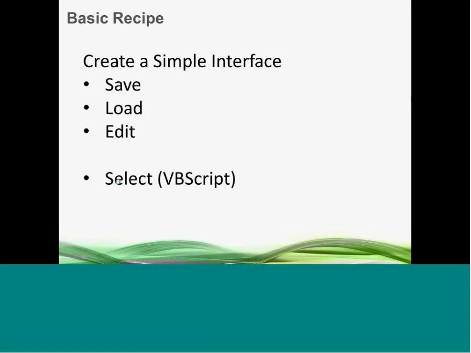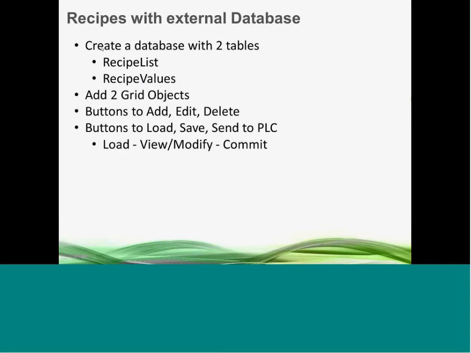Let me go back to my PowerPoint, make sure I'm doing the right things here. We're going to create a database with two tables. I'm going to make a recipe list. This will allow you to create a list of the recipes that you have, and then a separate table that keeps track of the recipe values for each of the recipes in that first list. Now, to display this, we're going to put two grid objects on the screen, the first one pointing to recipe list, and then the next one keeping track of the values. And then we're going to add buttons over the recipe list to add, edit, and delete the recipes, and then buttons to load and save, very much how we did back on those basic recipes a few minutes ago.